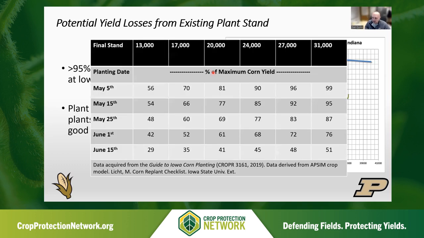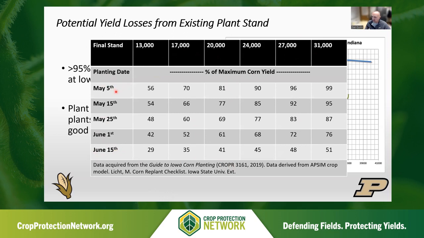Here's some more data out of Iowa, Iowa State Guide to Iowa Corn Planting. This is based on APSIM crop models, but this kind of goes a little bit further in terms of assessing when the planting date occurred and actually what that final plant stand is. So this can also be a very good resource to use where, if we're planting a little bit later, right, then the plant stand becomes a little bit more important, right?